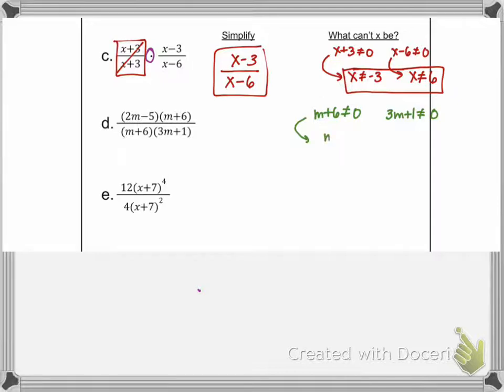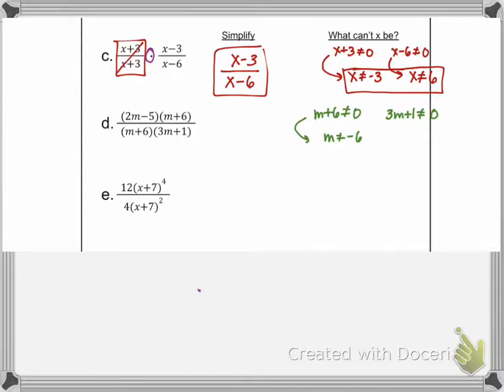And hopefully you came up with that m cannot equal negative 6. Now, the next one's a little bit trickier. So you might be thinking you can do some of this in your head, but when you have a coefficient on your x or your m that's not just a 1, that's when you've got to do sort of 2 steps here. So you're thinking, what value of m would make 3m plus 1 equal 0?